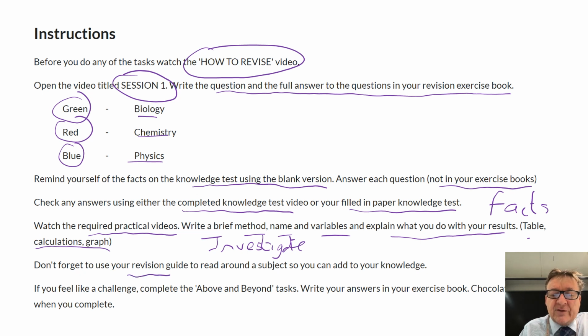You've also got a revision guide. A revision guide can boost all the information that we are providing for you.